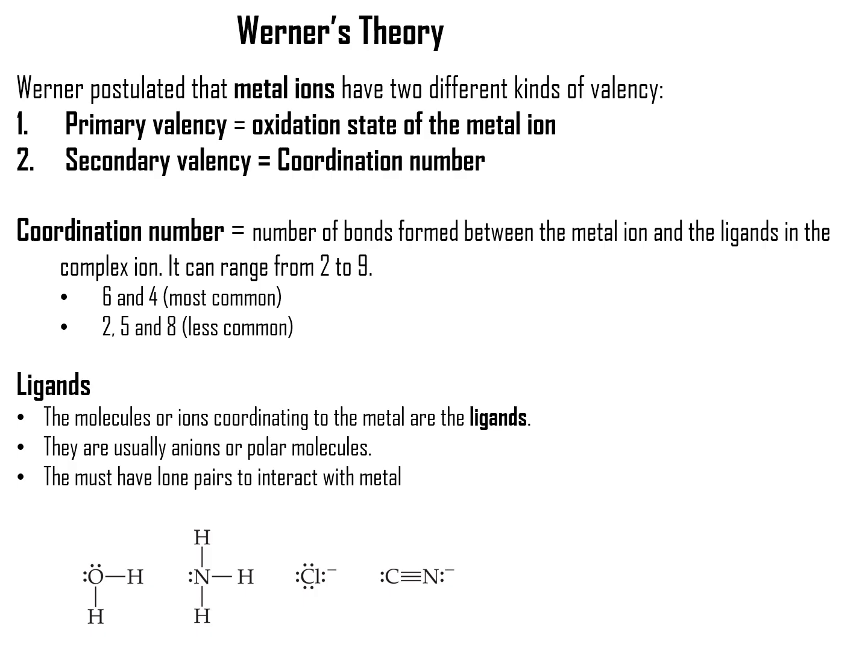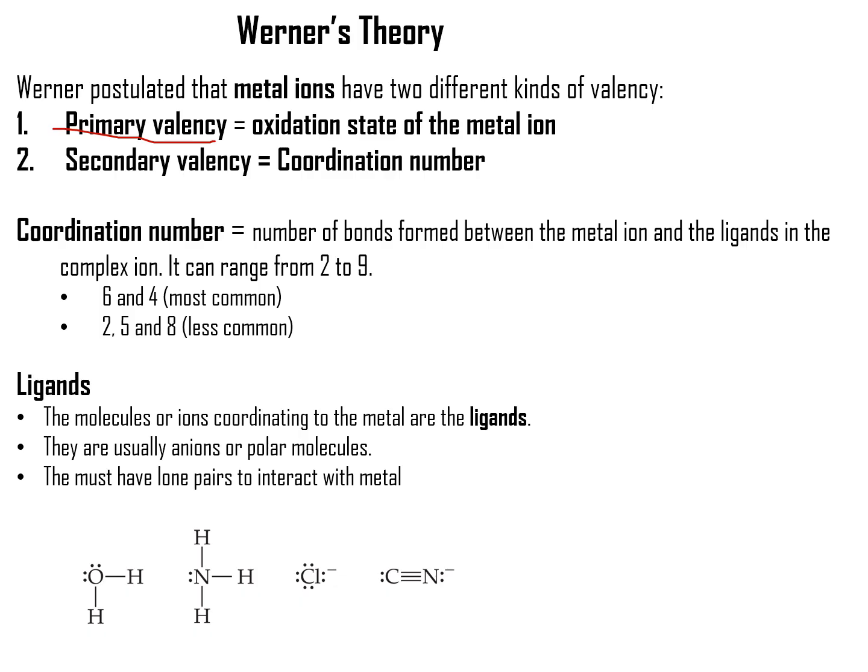In Werner's theory, first we are supposed to know what it is. Scientist Werner first proposed that a metal ion shows two types of valency. Primary valency is the oxidation state, while secondary valency is the coordination number. Coordination number tells us how many donor atoms or ligands are directly attached to the metal ion.